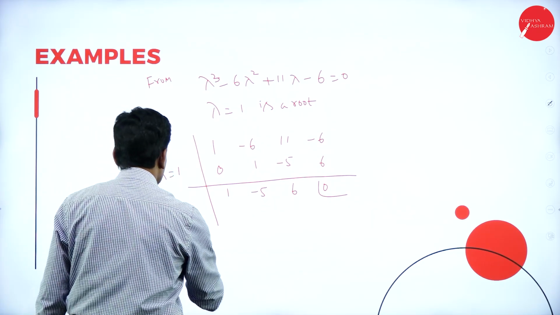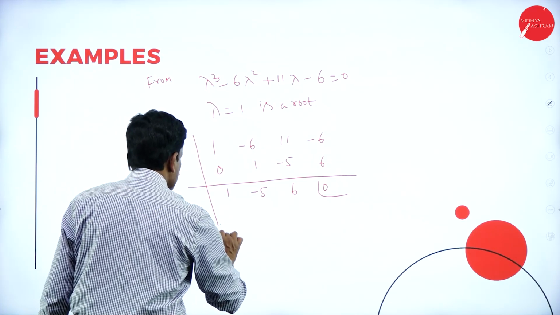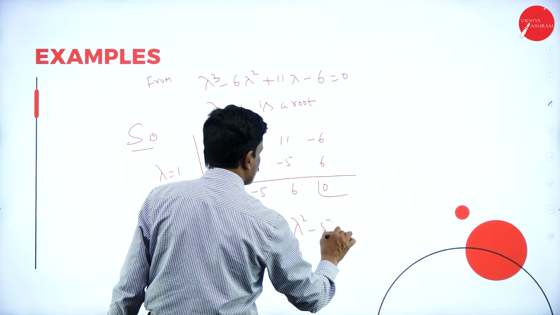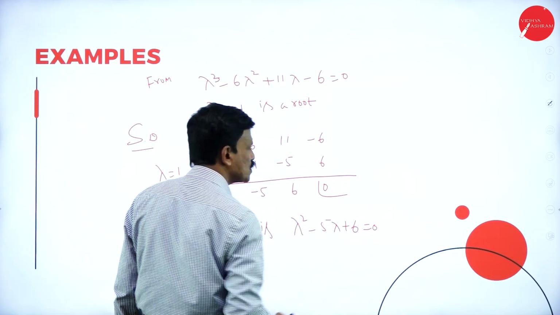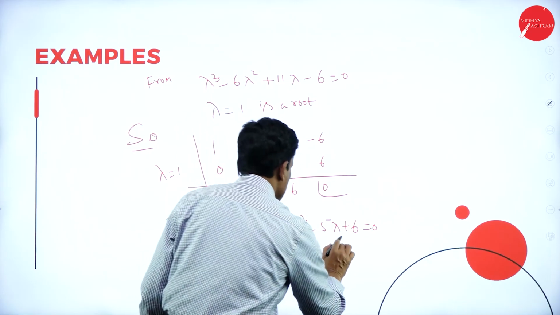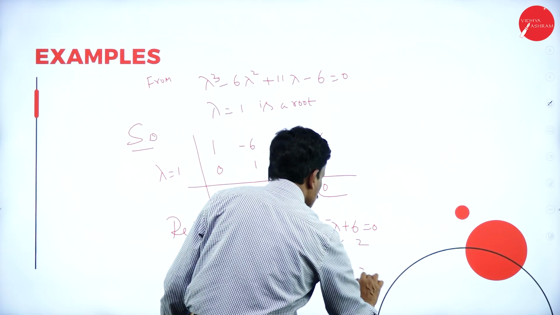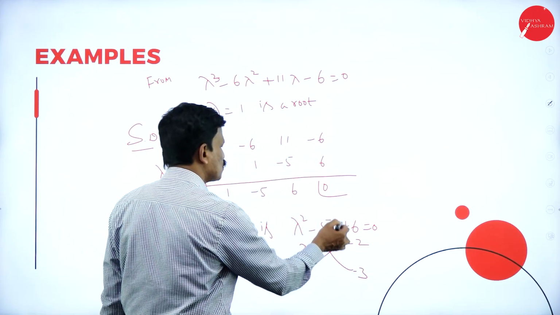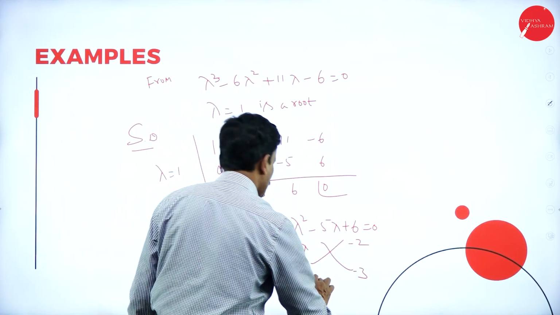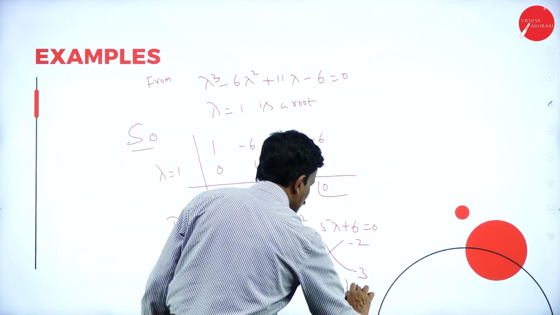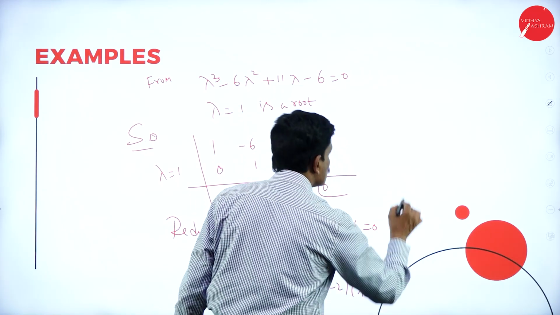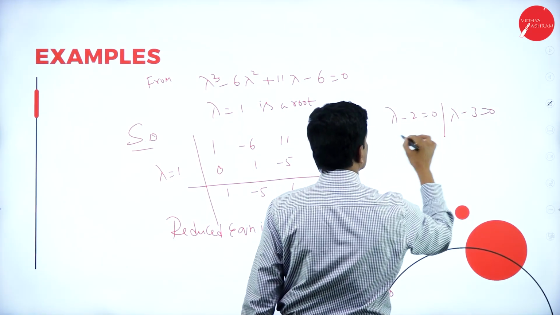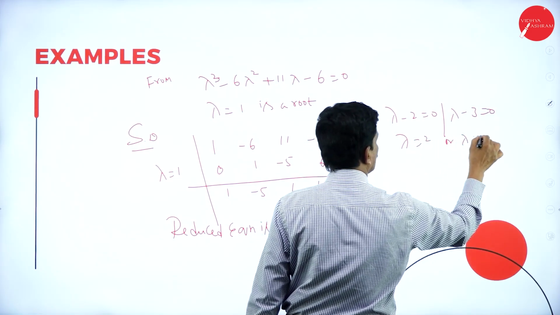So therefore, the reduced or depressed equation is lambda square minus 5 lambda plus 6 is equal to 0, a quadratic equation. Solve this. This can be solved using 2 into 3, lambda into lambda. This is minus and minus. Minus into minus plus. Minus 2 minus 3 is minus 5 lambda. This is lambda minus 2 into lambda minus 3 is equal to 0. Lambda minus 2 is equal to 0, lambda minus 3 is equal to 0. Lambda is equal to 2 or lambda is equal to 3.